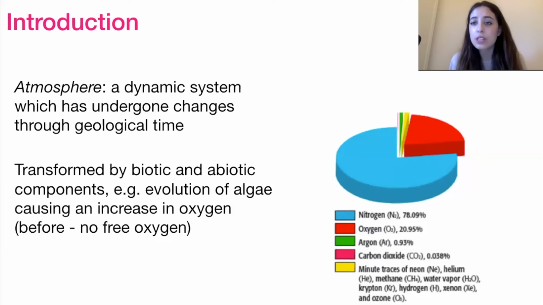An interesting aspect of the atmosphere is that it's undergone a lot of changes through time, the main one being oxygen concentration. Before the evolution of algae, we really didn't have a lot of oxygen, but because algae are able to photosynthesize, when they became present in our world, there was a huge influx of oxygen as well. So it's a very dynamic system and it changes all the time.